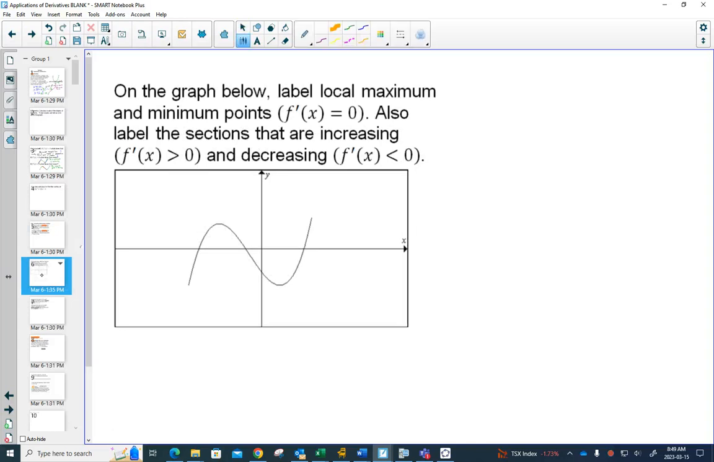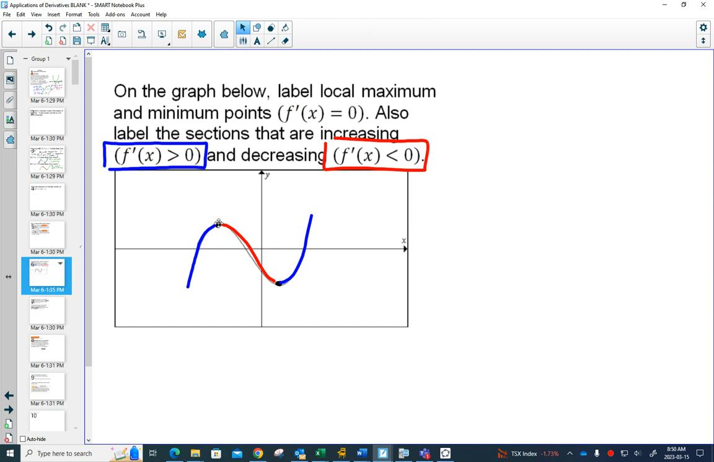So once we have our maximums and our minimums, I'm going to show increasing in blue by highlighting this part in blue and this part in blue, and decreasing in red. So if you're going from left to right, you'd be going uphill on the blue parts, downhill on the red parts. So as you're going from left to right, if you're going upwards, we say that that's increasing, and if you're going downwards, we'd say that you're decreasing.